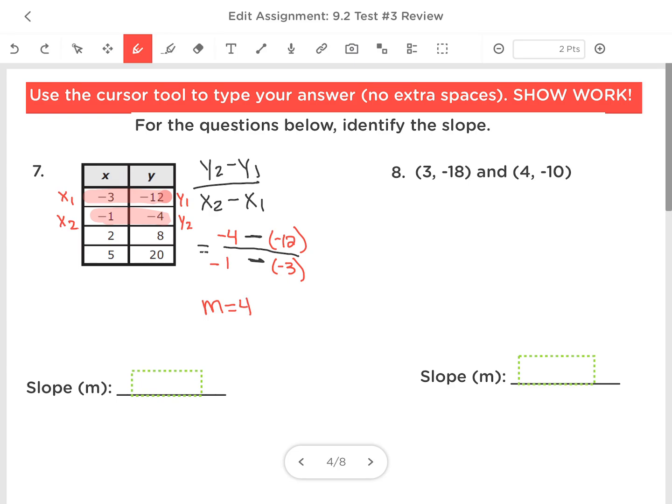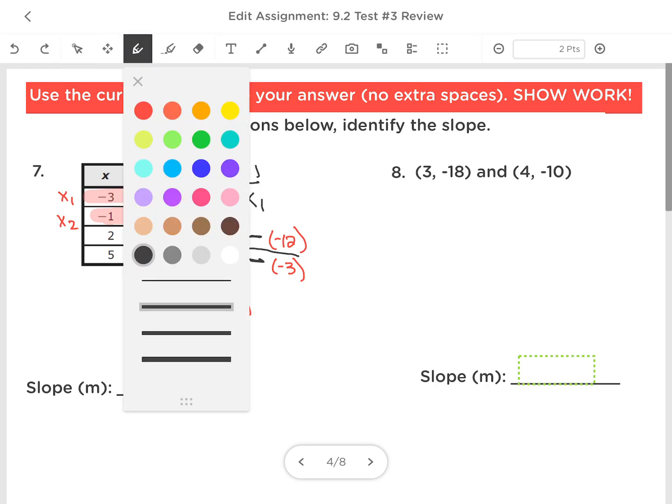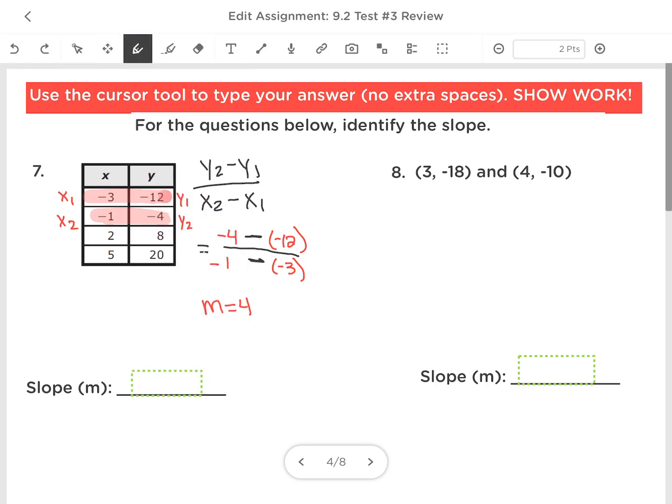M equals 4. So again, you would do the move select tool, click the box and type it in. I'm just going to write it in because I'm on the teacher's side, so I can't do that. So my slope is 4. Okay, with the 2 points, same process.